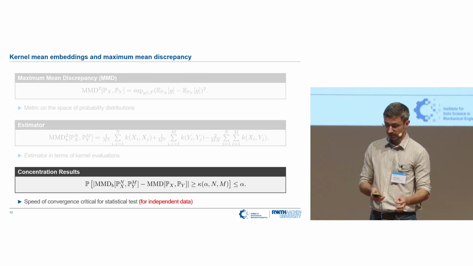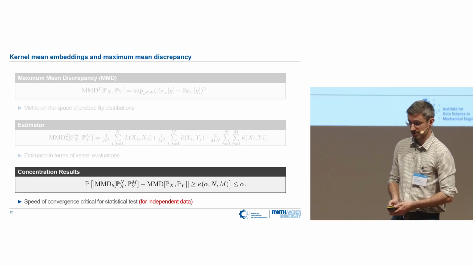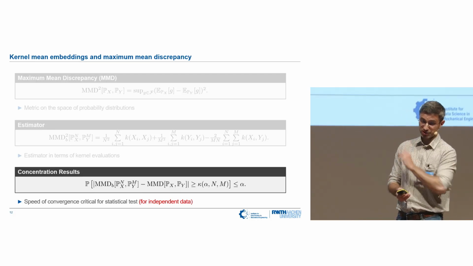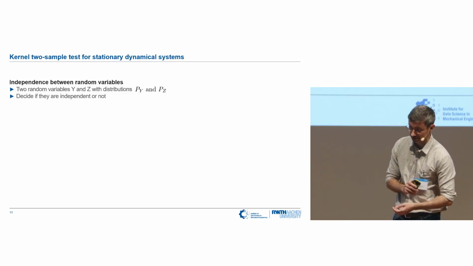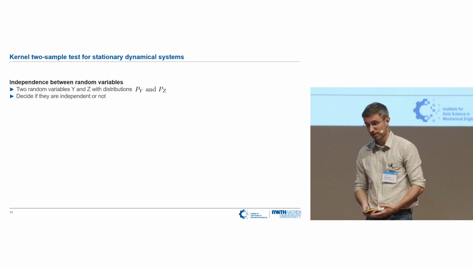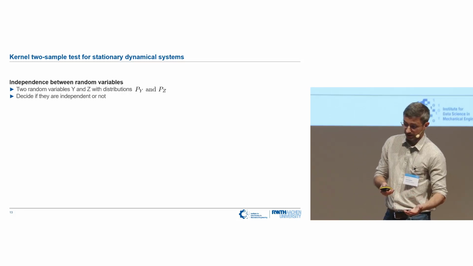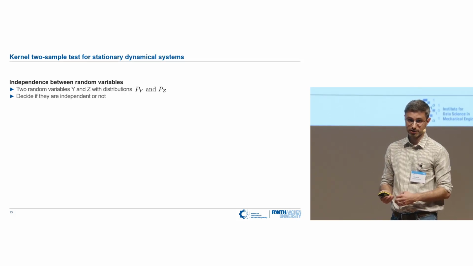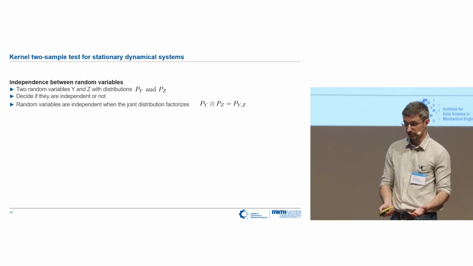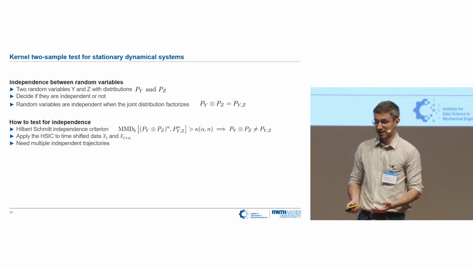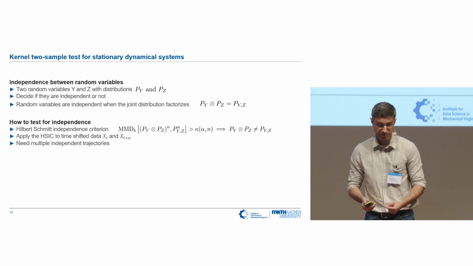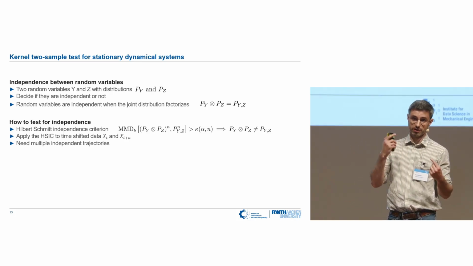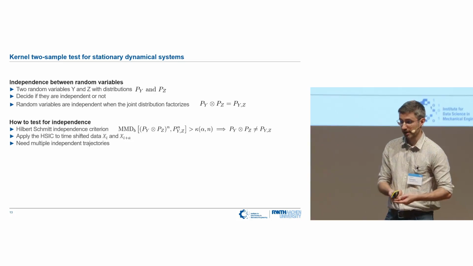And this speed of convergence, this is critical for statistical tests, but it only works for independent data. And here we're looking at correlated data in dynamical systems. So how can we generalize this now? So independence can be phrased as the joint distribution factorizes. And now we can plug this into the same metric. We can also consider the difference between the joint distribution and the product of the marginals with respect to the MMD.